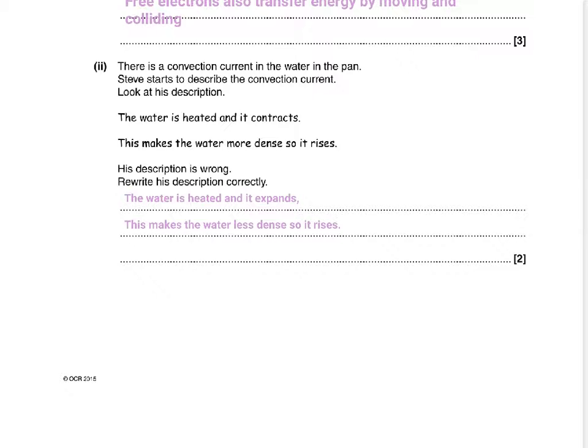Part 2 of the question then goes on. There is a convection current in the water in the pan. Steve wants to describe the convection current. Look at his description. So here we have the description that Steve says or writes.